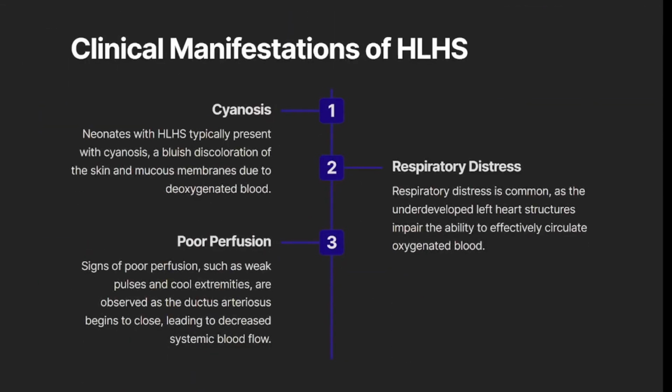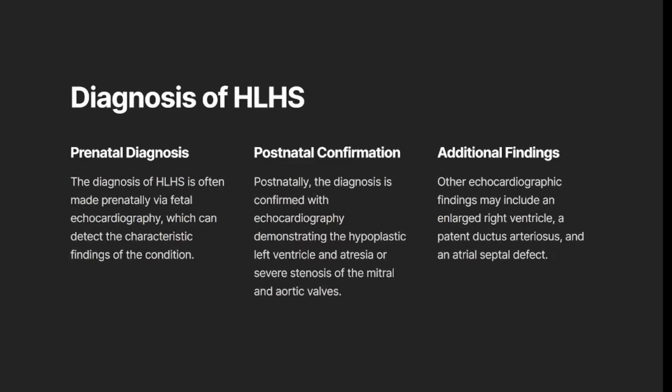Neonates with HLHS typically present with cyanosis, respiratory distress, and signs of poor perfusion such as weak pulses and cool extremities. Symptoms often worsen as the ductus arteriosus begins to close, leading to decreased systemic blood flow. Question 3. How is HLHS diagnosed? The diagnosis of HLHS is often made prenatally via fetal echocardiography. Postnatally, it is confirmed with echocardiography demonstrating the characteristic findings of a hypoplastic left ventricle and atresia or severe stenosis of the mitral and aortic valves.